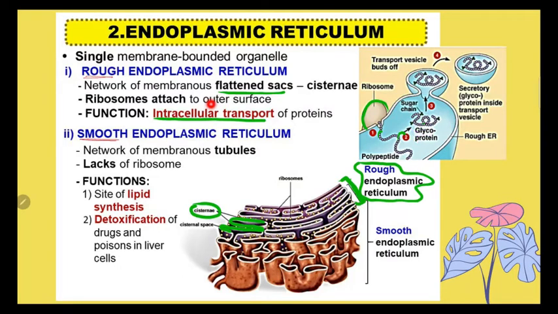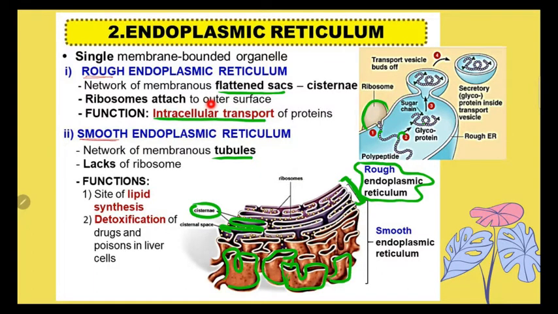Alright, the second type of endoplasmic reticulum is smooth ER. It does not have flattened sacs, but it is a network of membranous tubules. When we talk about a tubule, it is something like a tube structure. This is the tube structure. There are no flattened sacs, but there are membranous tubules.